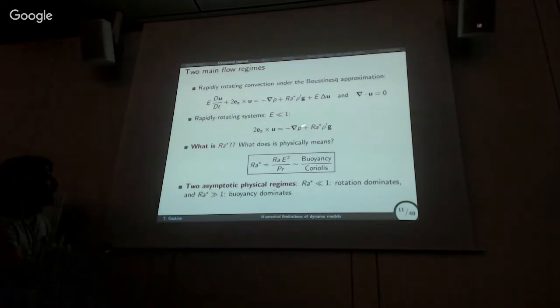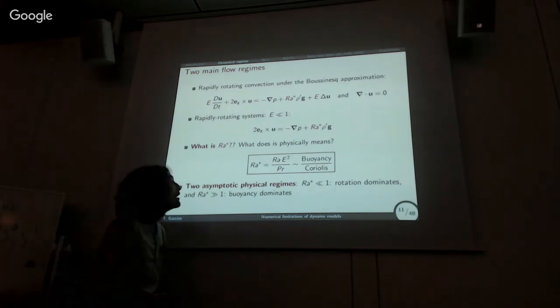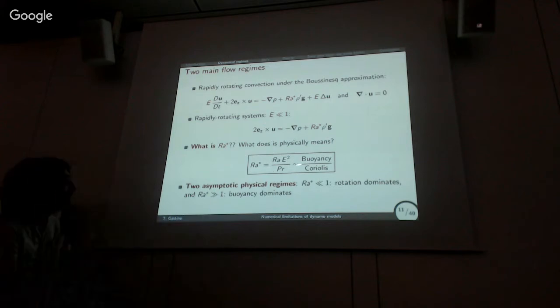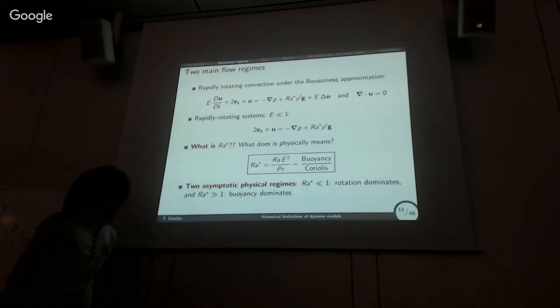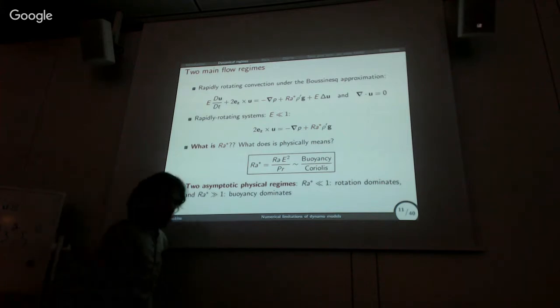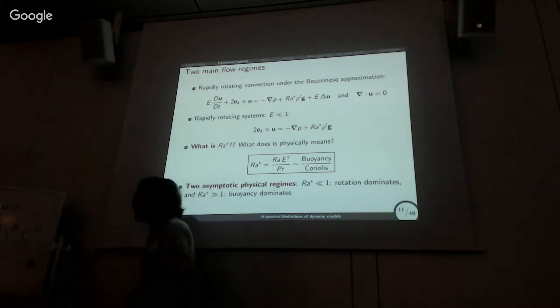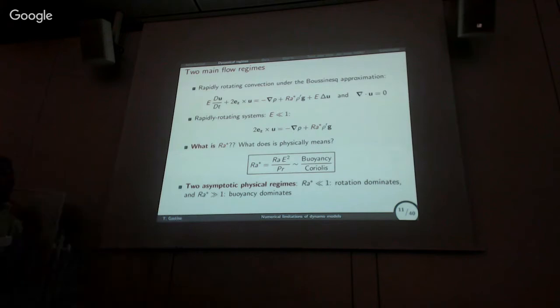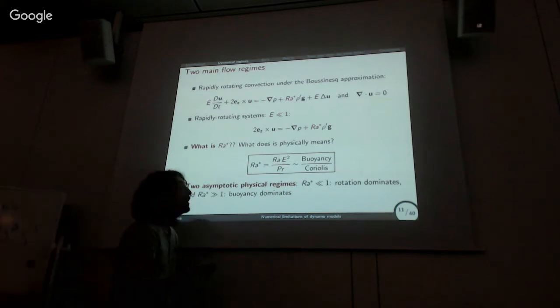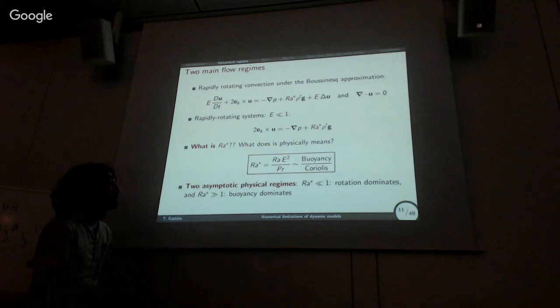So what does Ra star mean, and how big is it? Ra star is this combination of the parameters, Rayleigh times Ekman squared over Prandtl. Some people like to call it the convective Rossby number. This is supposed to be a relatively decent proxy of the ratio of two forces, buoyancy over Coriolis force. So right away from this equation, you see that you will have two regimes.